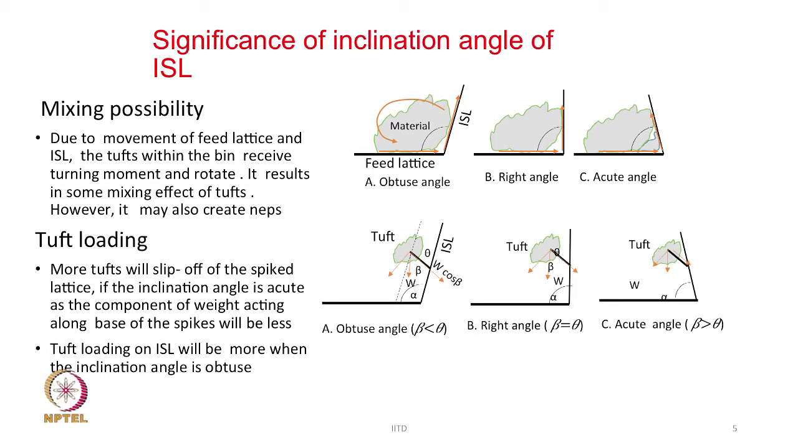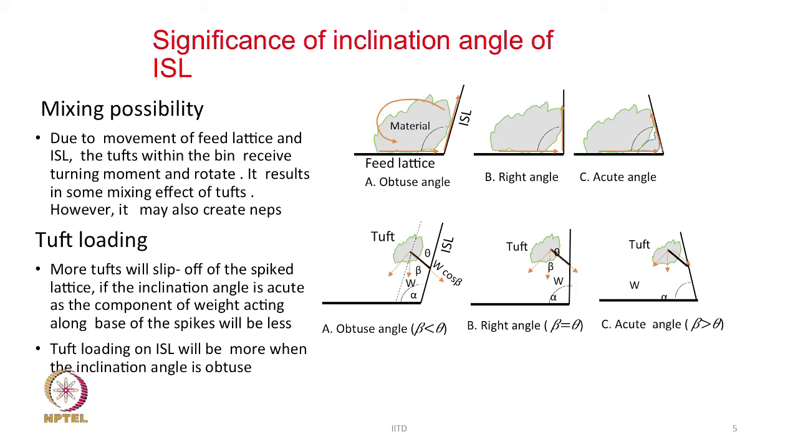Now, the other aspect is loading of the tufts. More tufts will slip off if the inclination angle is acute. Let us say if we think of a situation like this, a lot of tufts will fall down because of the gravity action. The component of force acting away from the spike will be more, and hence more and more tufts will fall down. That possibility is there. The tuft loading on the ISL will be more when the inclination angle is obtuse.